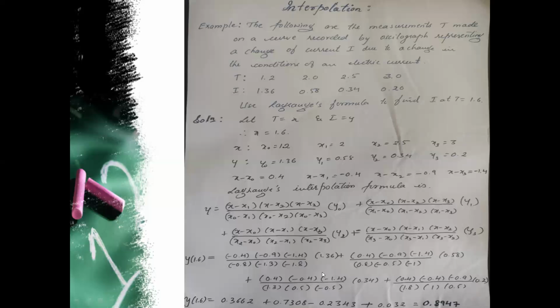Just simplify each of the values here. We'll get the corresponding values of all the four terms, then add them. We'll get y of 1.6 is 0.8947. So you can check this value. You can see that 1.6 is between your 1.2 and 2. It comes here in this range, 1.2 and 2. Now the value of y should be between 1.36 and 0.58. You can see it is 0.8947. So that is actually the value of I for the given value of t, but we have written it in terms of x and y.